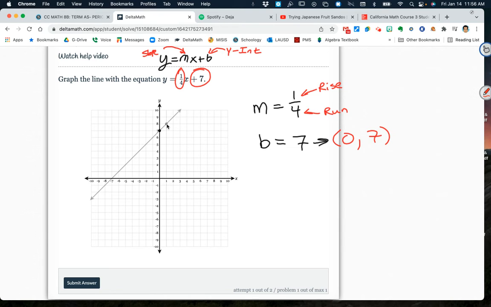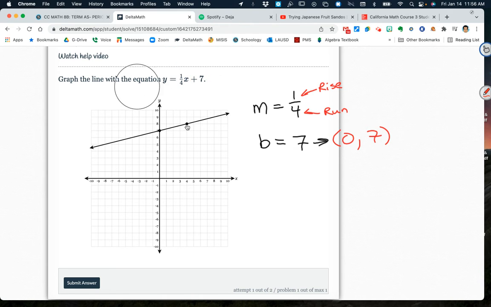I'm sorry, I said 7, it's 4. I should go 4 to the right. So I go up 1 to the right 4, and that's going to be my second point. Okay? And it's as simple as that. Find the y-intercept, put a point there, figure out what your slope is, use that to find a second point, and you graph your line.